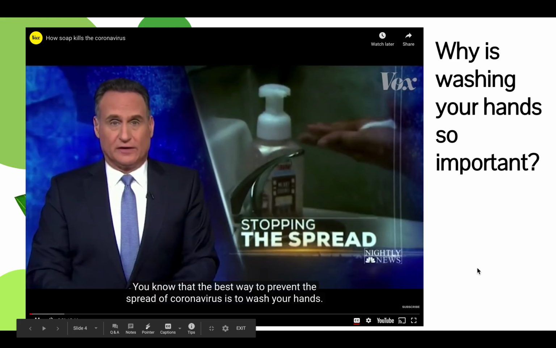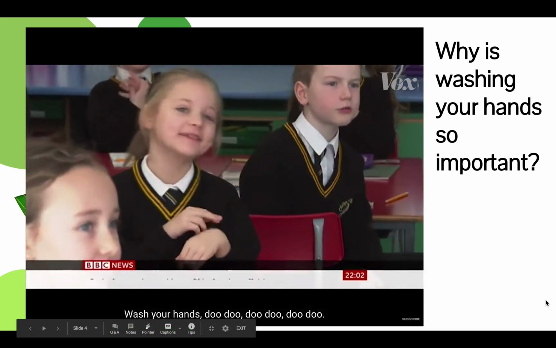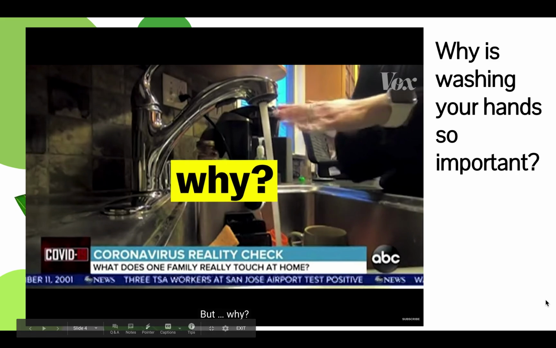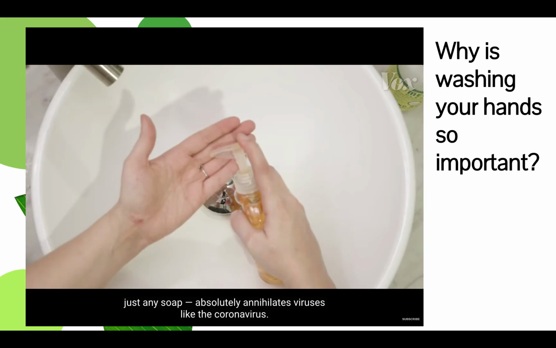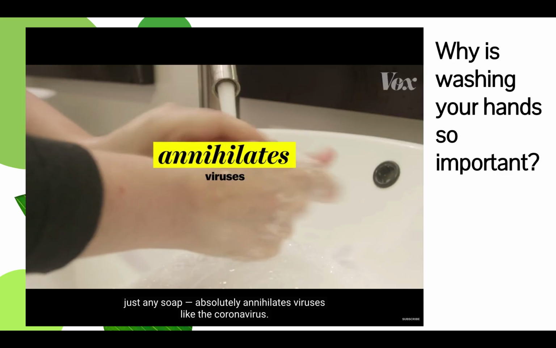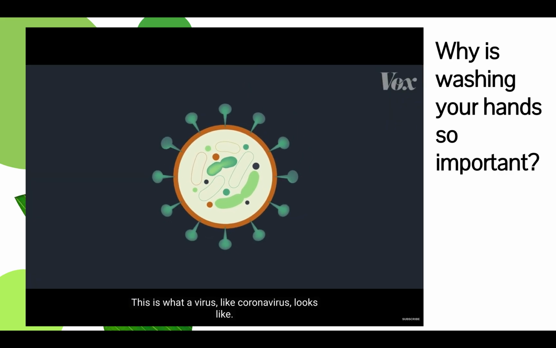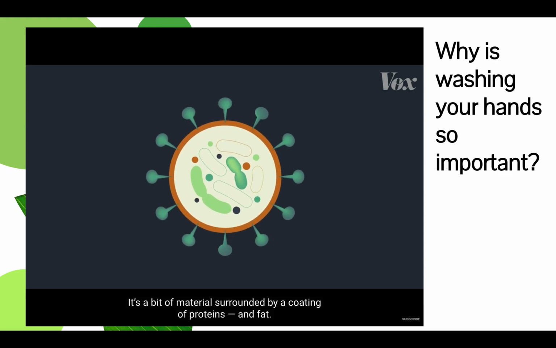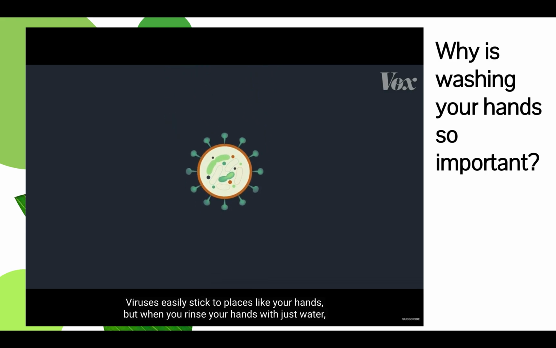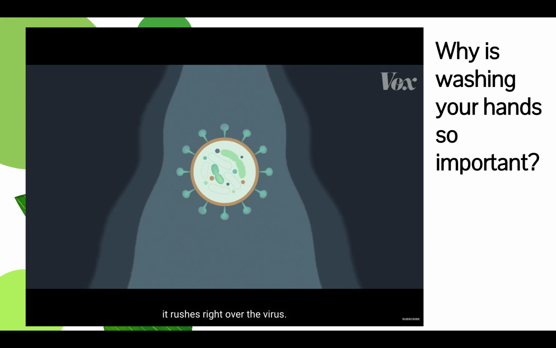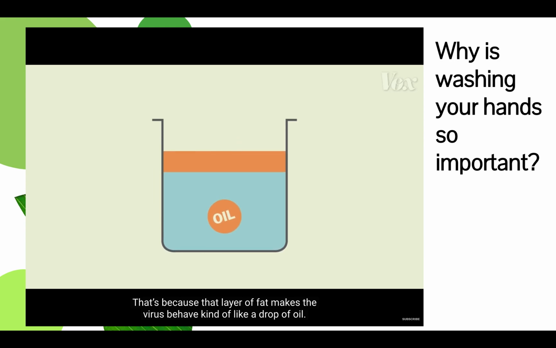You know that the best way to prevent the spread of coronavirus is to wash your hands. Wash your hands! But why? It's because soap, regular soap, fancy honeysuckle soap, artisan peppermint soap, just any soap, absolutely annihilates viruses like the coronavirus. Here's how. This is what a virus, like coronavirus, looks like. It's a bit of material surrounded by a coating of proteins and fat. Viruses easily stick to places like your hands, but when you rinse your hands with just water, it rushes right over the virus. That's because that layer of fat makes the virus behave kind of like a drop of oil.